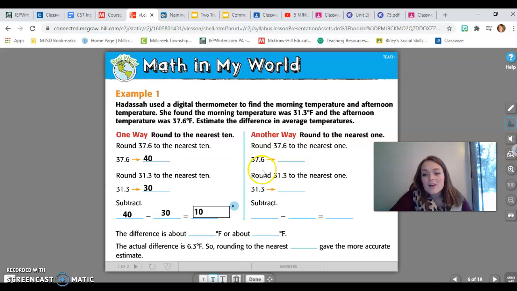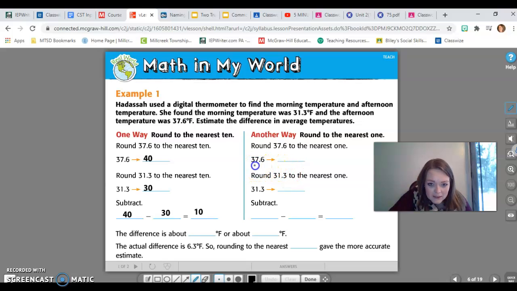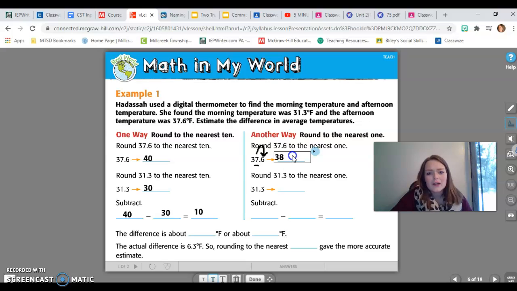So we have 37.6. Is that closer to 37 or 38? Let's look. I'm looking at my 6. Does my 6 bump it up or keep it the same, or drop it off, excuse me. It's going to bump it up. So 37.6 is closer to 38.